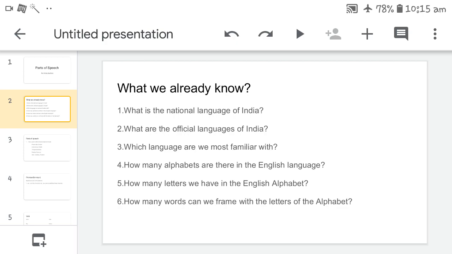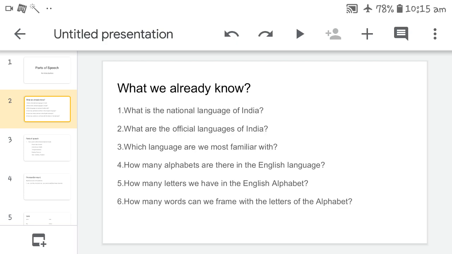How many alphabets are there in the English language? Well, the answer is quite easy, only one. Now, how many letters do we have in the English alphabet? That we all know, and it is 26. But if I ask you how many words can we frame with the letters of the alphabet, can anyone tell me the answer?